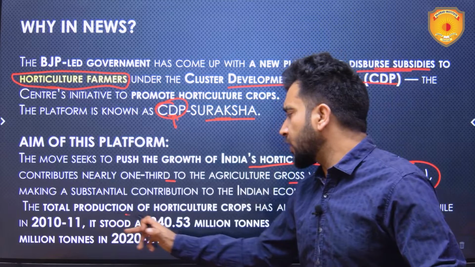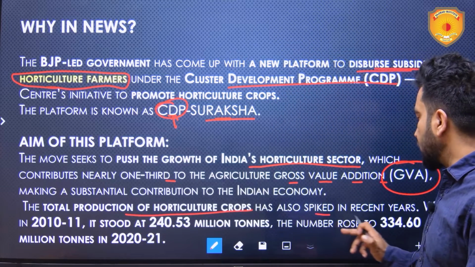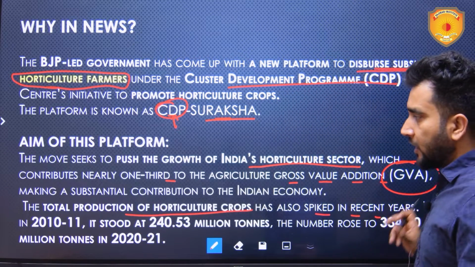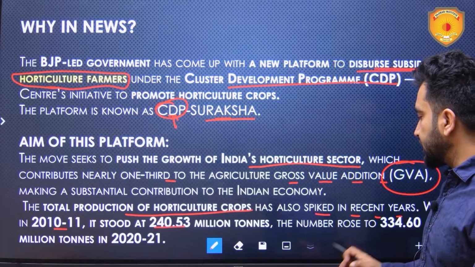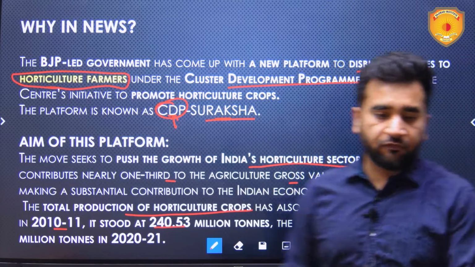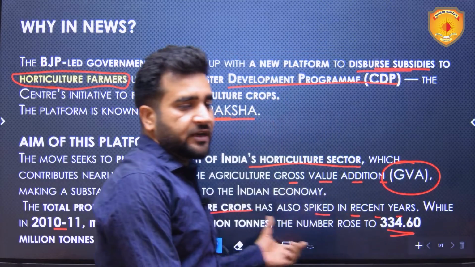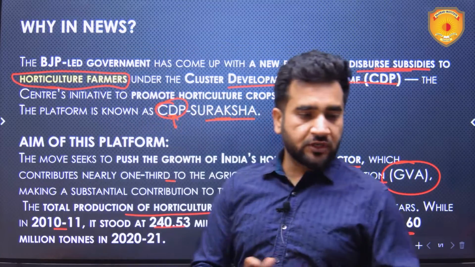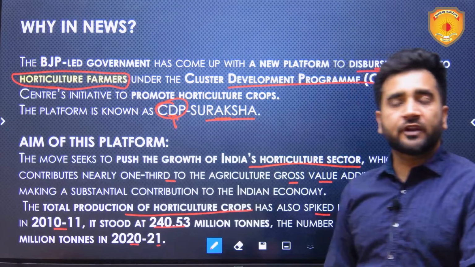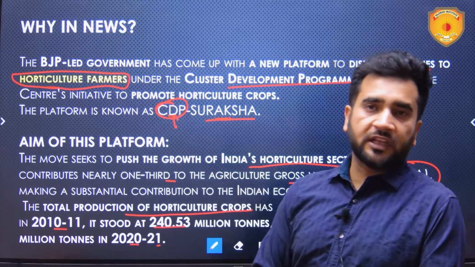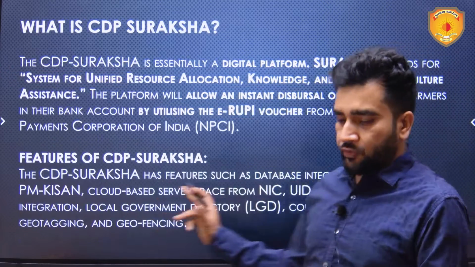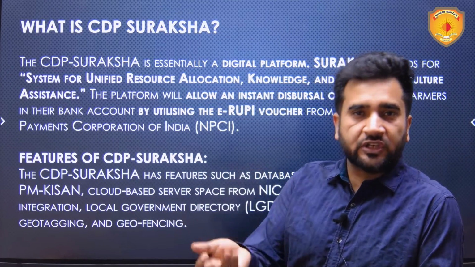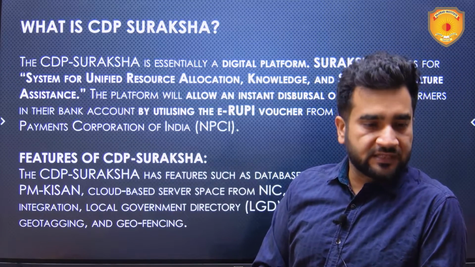The total production of horticulture crops has also spiked in recent years. In 2010-11, it stood at 240.53 million tons. The number rose to 334.60 million tons in 2020-21. India is one of the biggest producers of horticulture products all across the world. So another boost, or I would say digital intervention in this domain, is CDP-SURAKSHA.